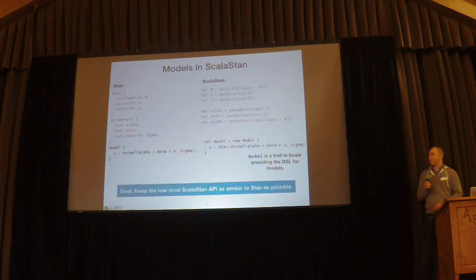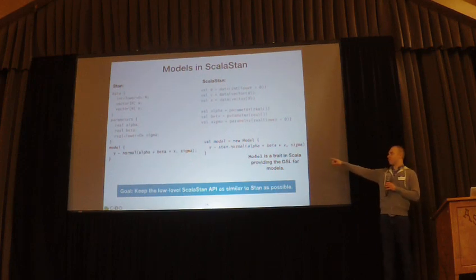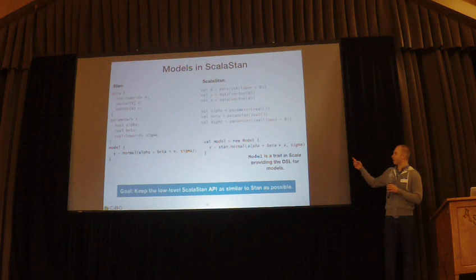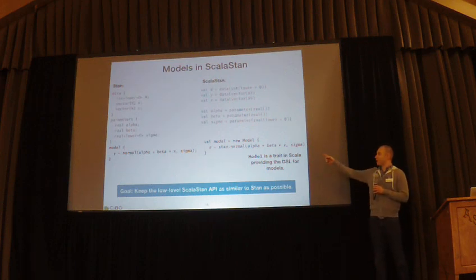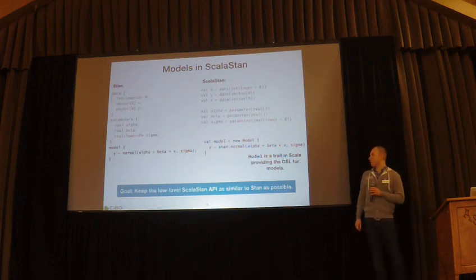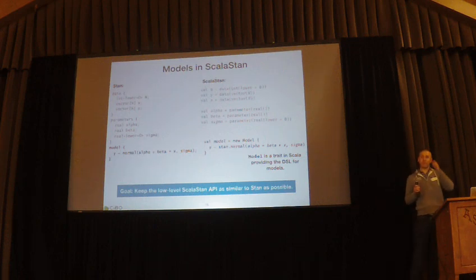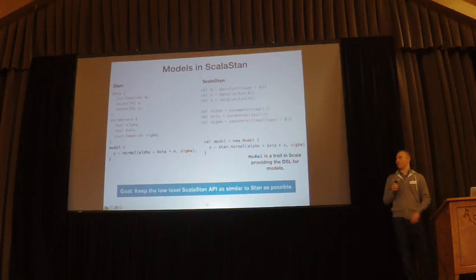And then finally, you can specify the model in Scala. There's this DSL that says y is distributed as Stan.normal(alpha + beta * x, sigma). Model here is a trait in Scala that provides a DSL that you can use to generate the Stan code. The goal of this DSL is to be as similar to Stan as possible, so that it's really obvious how the mapping between ScalaStan and Stan works.